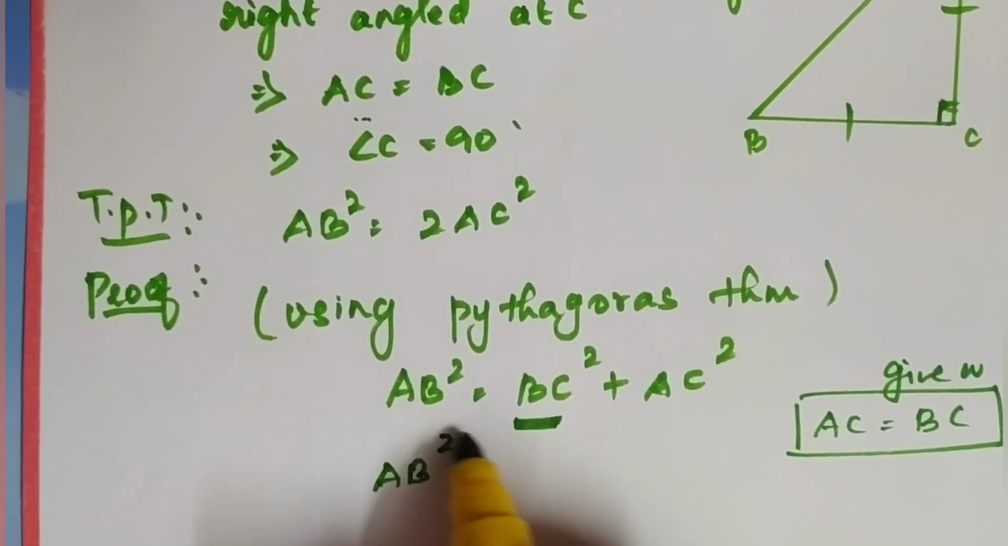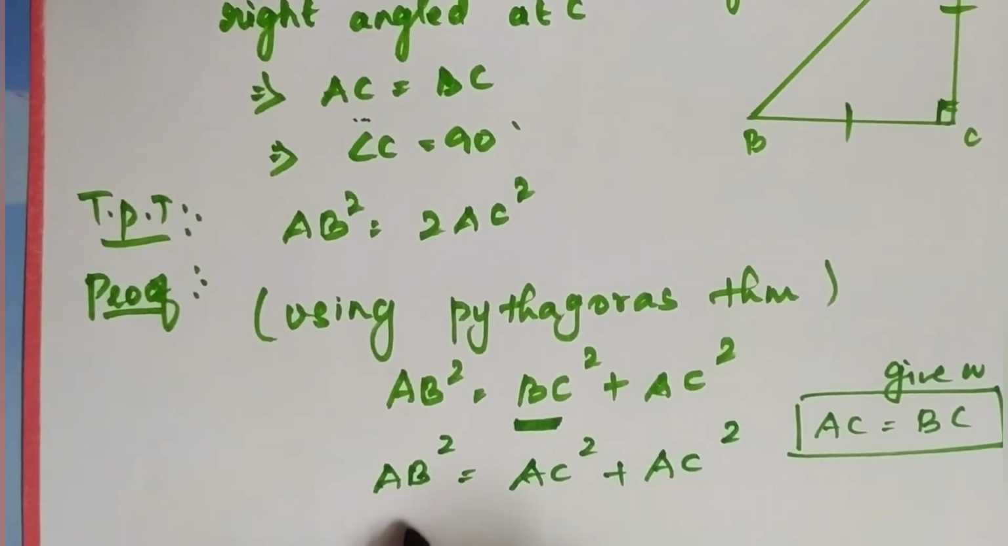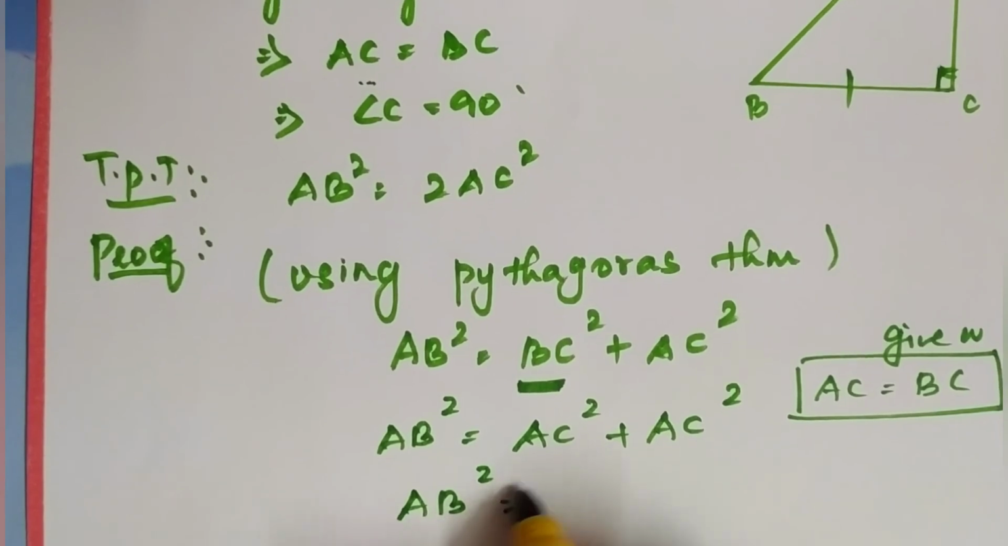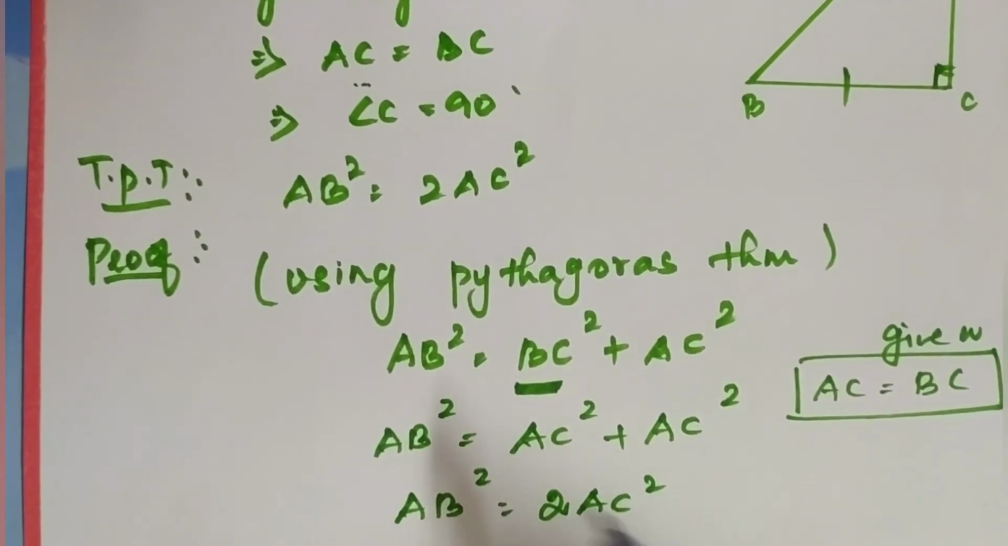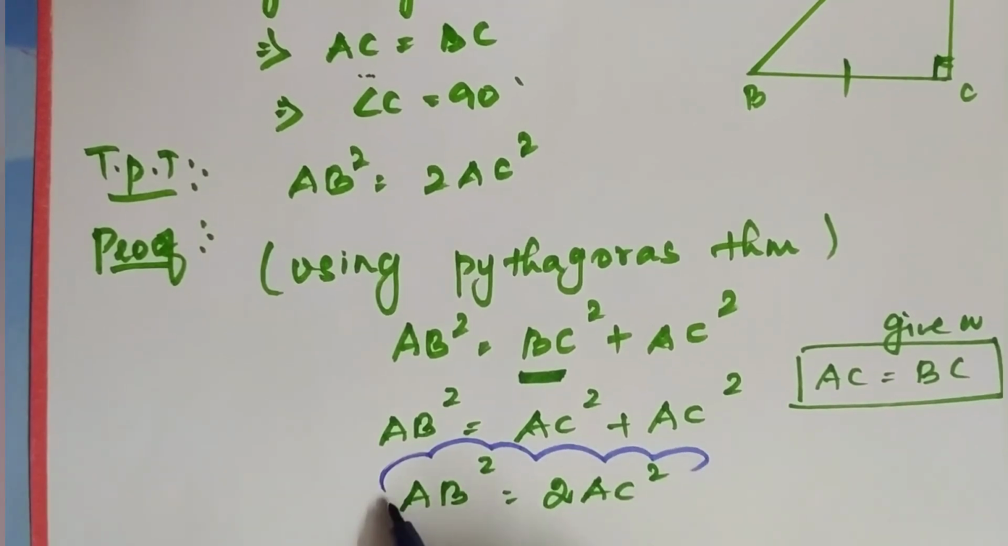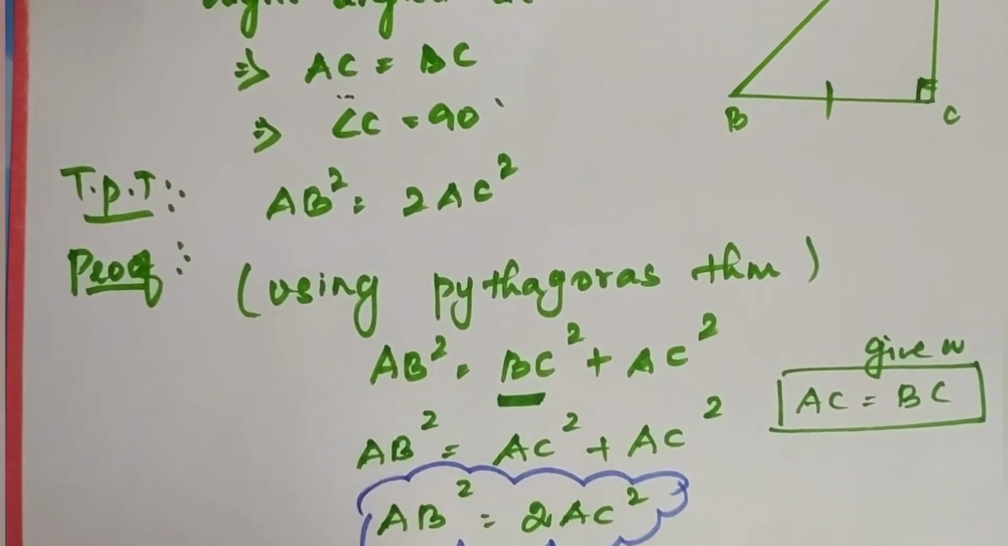AB square is equal to AC square plus AC square. So AB square is equal to 2AC square. This only we have to prove, that is AB square is equal to 2AC square. This is a very easy problem. Thank you.